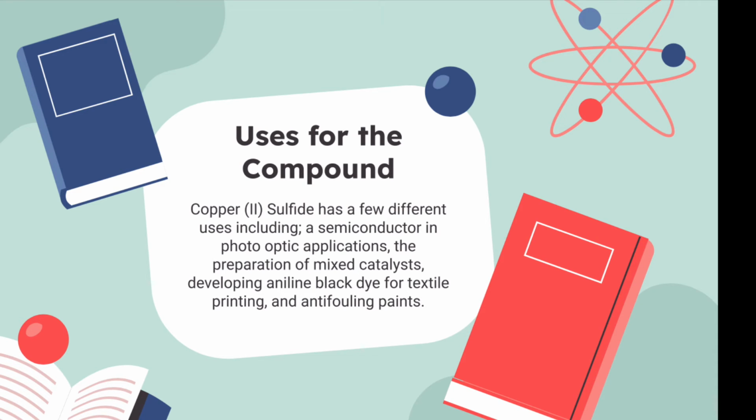Uses for the compound. Copper 2 sulfide has a few different uses. It can be used as a semiconductor in photo-optic applications, the preparation of mixed catalysts, developing aniline black dye for textile printing, and anti-fouling paints.